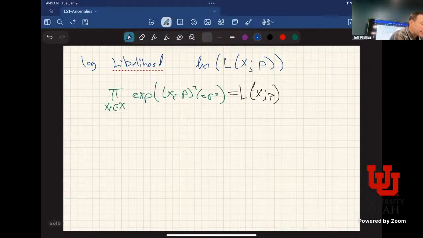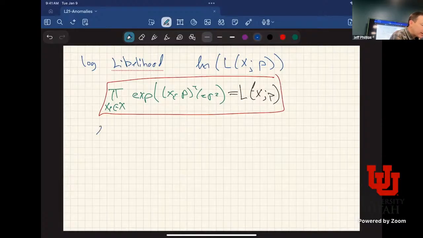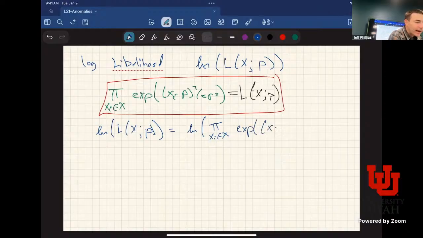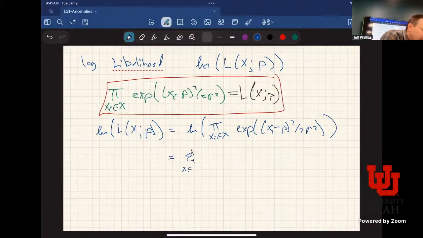I brought this back, remember this equation I have here. Now I can write the log likelihood of x given p. This will be the log of the product of x_i and exp of minus (x_i minus p) squared over 2 sigma squared. And there's going to be some really cool simplifications that will happen here. If you've taken the foundation of data analysis class, hopefully you've seen something similar to this before. But I can push the log through the product, and out pops the sum.